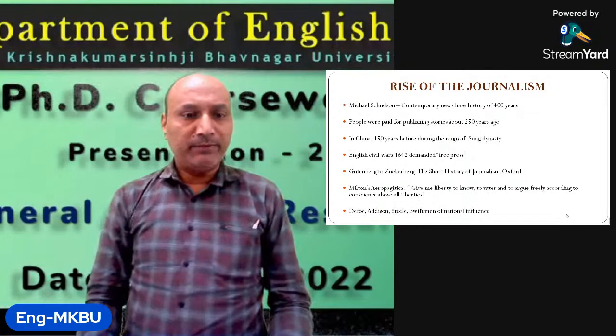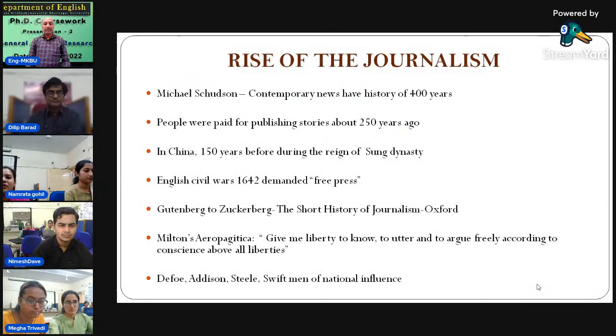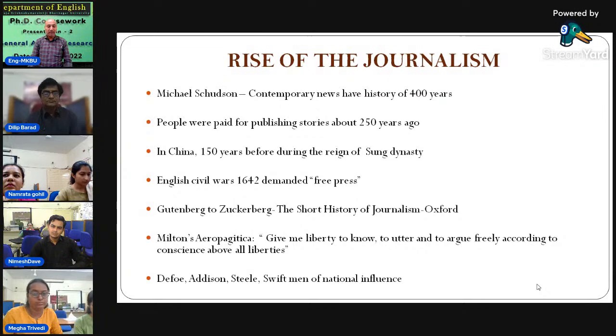So according to Michael Sudden, contemporary history is only 400 years old. Previously, 250 years before, people used to get paid for publication of news or stories. Even in China, during the Sung Dynasty, there was a beginning of news. During the English Civil Wars, free press was demanded. And the history starts with Gutenberg to Zuckerberg. This particular tagline has been taken from A Short History of Journalism by Oxford publication.